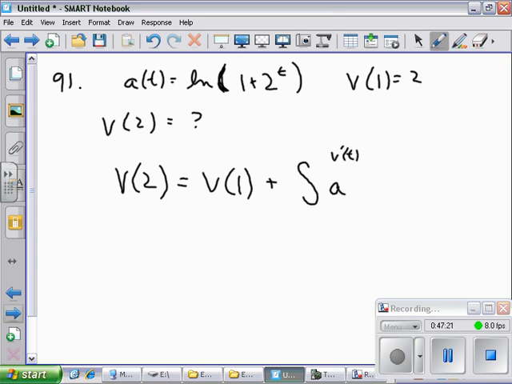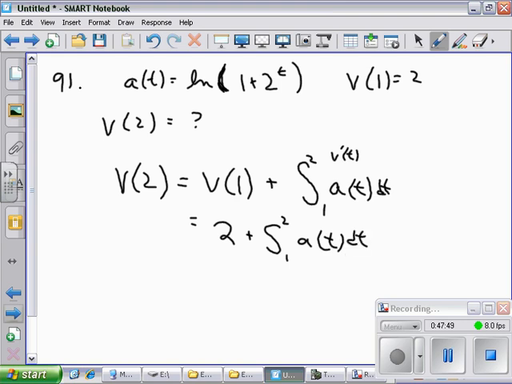So I'm just taking the antiderivative of the derivative to get the total change from the old time to the new time. So what would my limits of integration be? From 1 to 2. So it's going to be 2 plus, well, I already have this. The definite integral, if I just integrate acceleration, gives me the change in velocity, but I have to add it to how much I started with, what the velocity was to begin with.